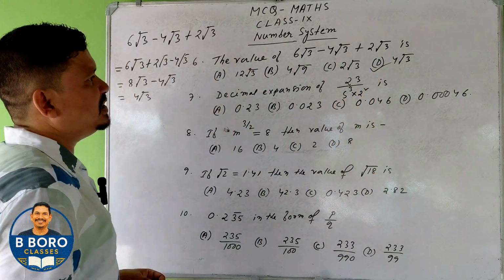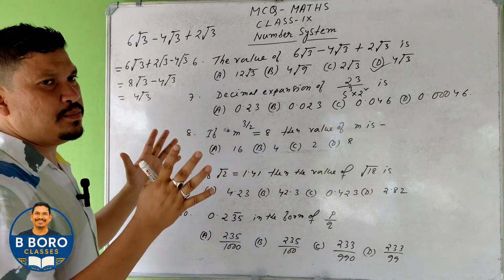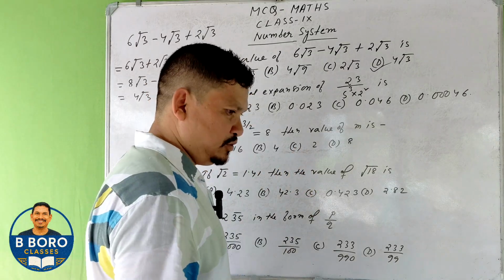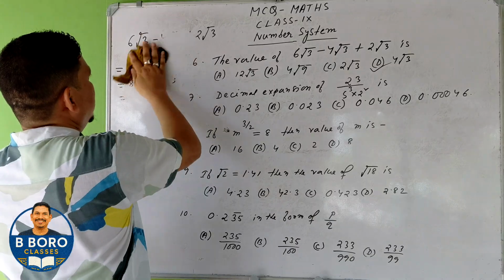So this type of question is easy, but sometimes mistakes may happen. So when you solve this type of question, we should be very careful. Next question, proceed to question number 7. So what is question number 7?